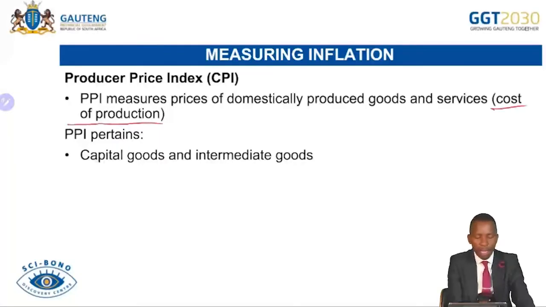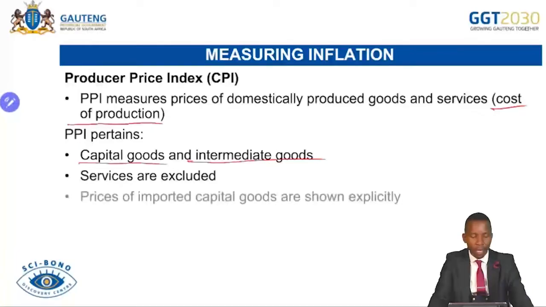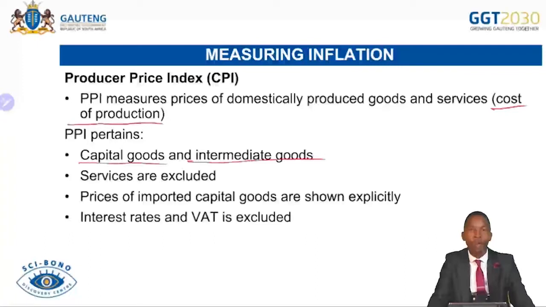Within the PPI basket, we have capital goods mainly because producers, or businesses, are the ones that produce goods and services. So they use capital goods to produce goods and services. That's why we include capital goods and intermediate goods, but we exclude consumer goods, or final goods. Services are excluded. Prices of imported capital goods are also included because those machines are used in production, so they add to the cost of production. Interest rates and VAT, or value-added tax, are not shown; they are excluded.